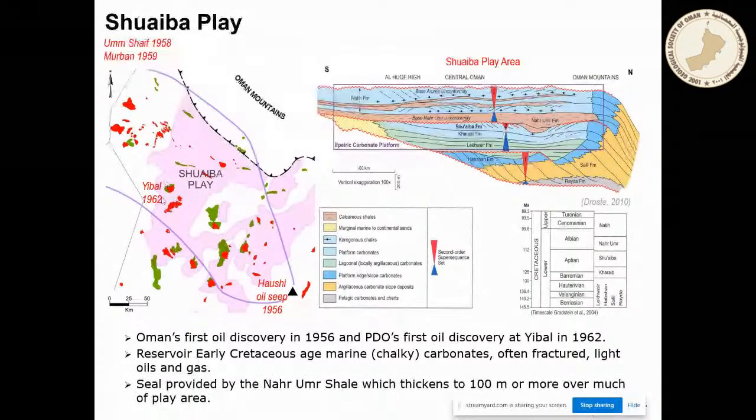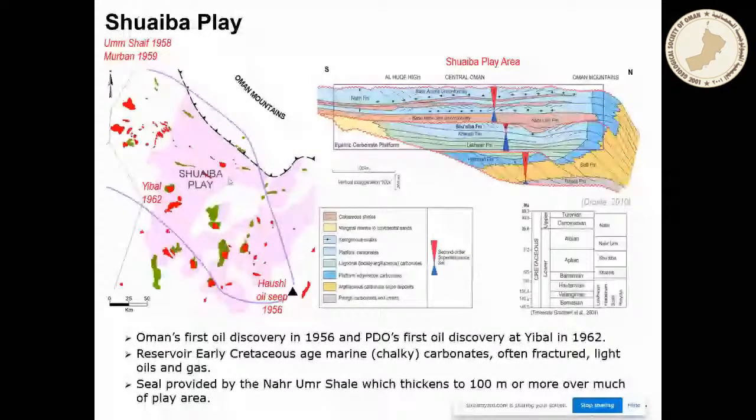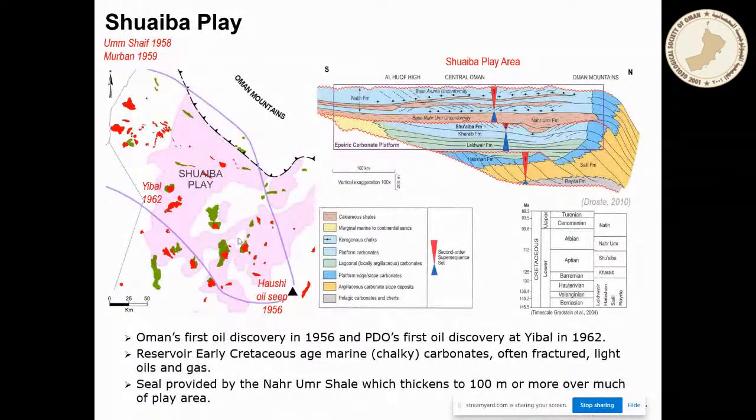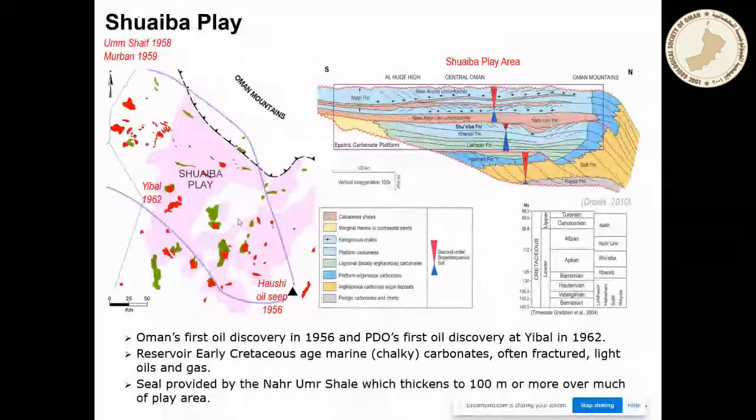We have the Yibal, we have a bit of oil in Shuaiba and Fahud, and maybe very little amount as well in Natih. And then we have loads of fields in central Oman. This is what's so-called Qarn Alam area, where you have a lot of oil being stored within the Shuaiba reservoirs. A lot of complexity.